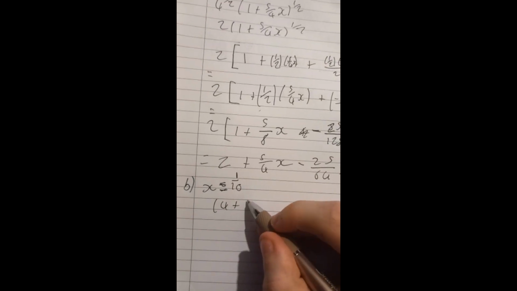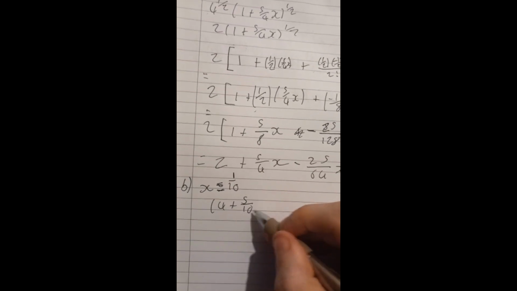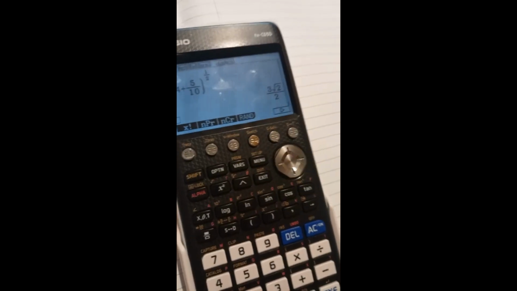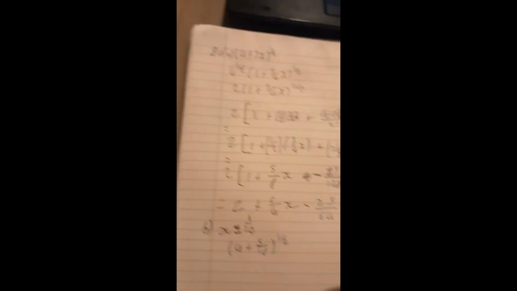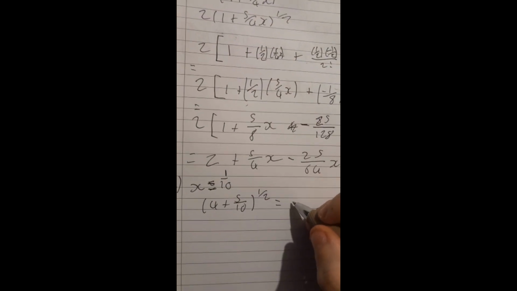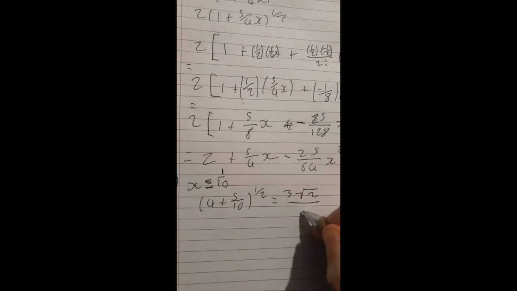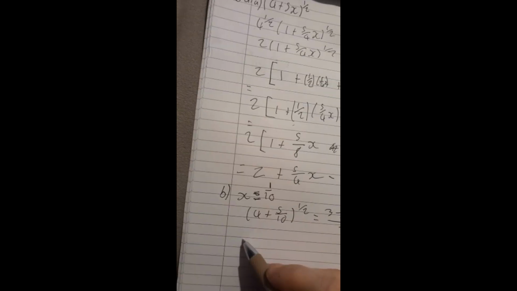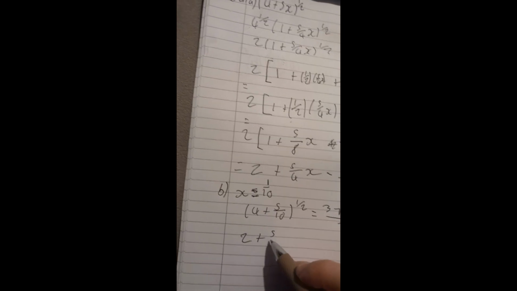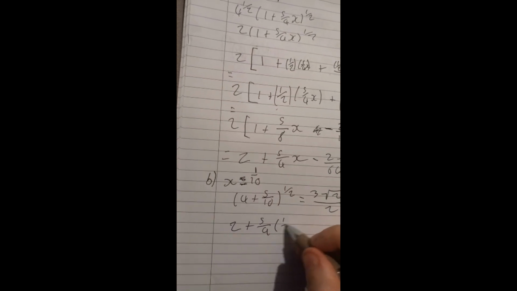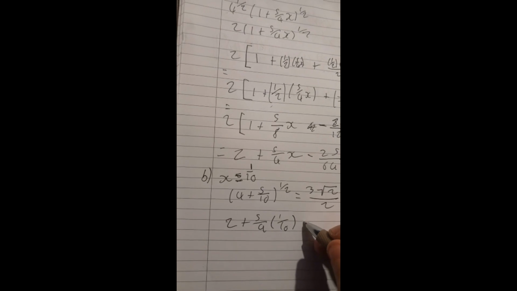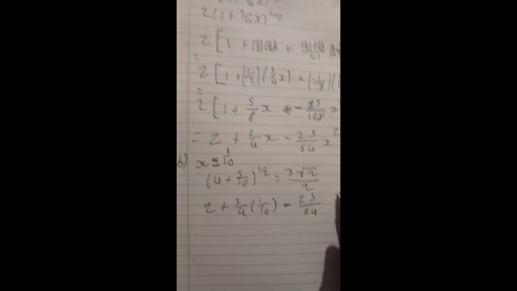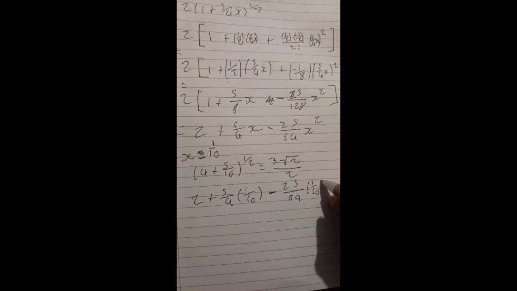So you're doing 4 plus 5 over 10 to the power of a half. And you put that in your calculator. I just did it then. It's 3 root 2 over 2. Alright, and now we're going to do the same thing, just sub it in to this. So we've got 2 plus 5 over 4, 1 over 10, minus 25 over 64, 1 over 10 squared.